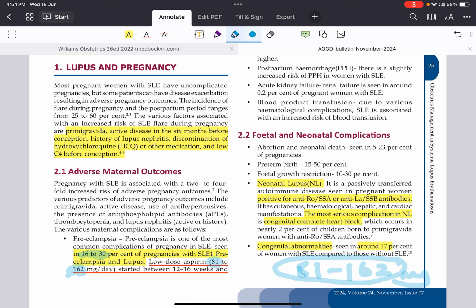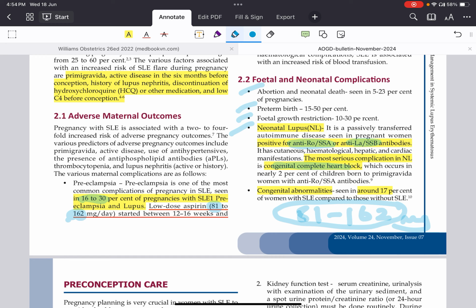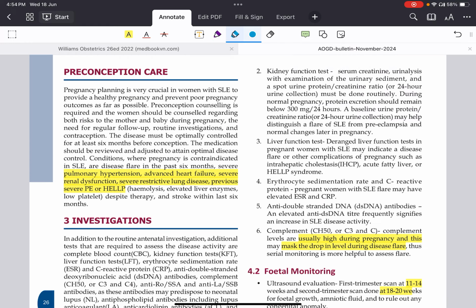There are fetal complications like abortions, preterm birth, FGR. Neonatal lupus occurs mainly in mothers positive for anti-Ro and anti-La antibodies. Congenital heart block is also seen. I told one example, right? In that female, we did fetal echocardiography also. Luckily, the fetus had nothing because she didn't use any medications. She is a known case of SLE; it's not that she got it in pregnancy.